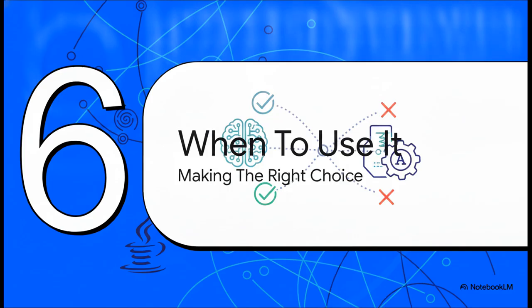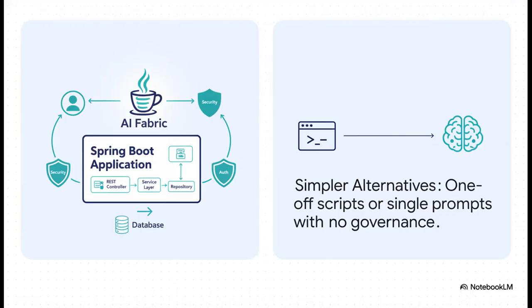Finally, part 6, when to use it. Zooming all the way out, when should you actually pull this framework off the shelf? AI Fabric is a fantastic fit when you're injecting workflows into a Spring Boot app that demand real application data, governed actions, conversation memory, privacy, and release-ready tests. It's built for those serious, deep integrations.